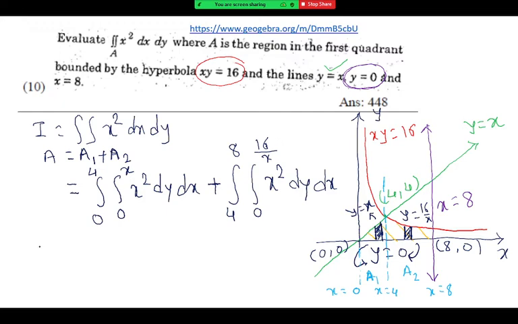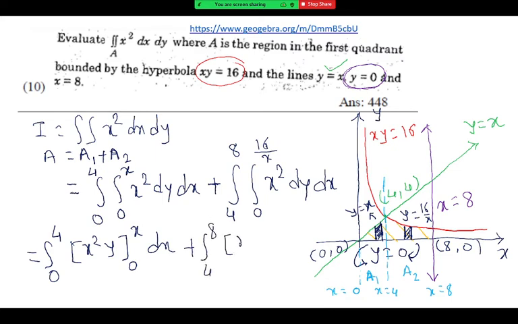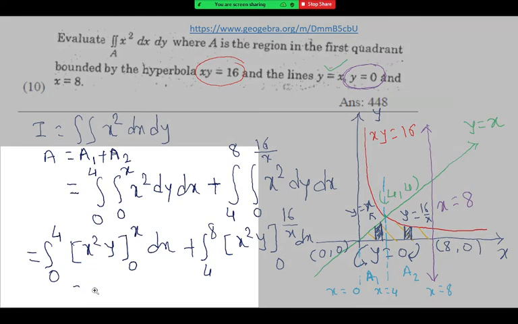So first step is really simple. This 0 to 4 as it is. Integral of this is x square y. So I will say x square y, limits 0 to x only, dx, plus 4 to 8, integral is x square y, 0 to 16 by x. I will put upper limit and lower limit.